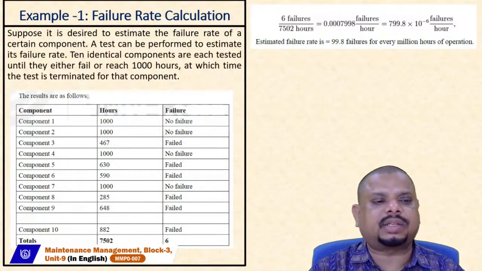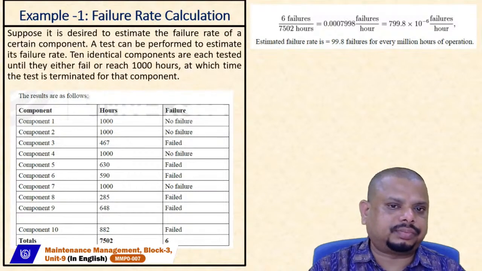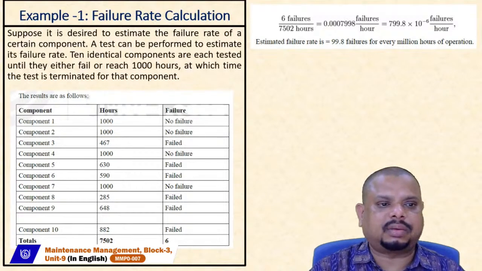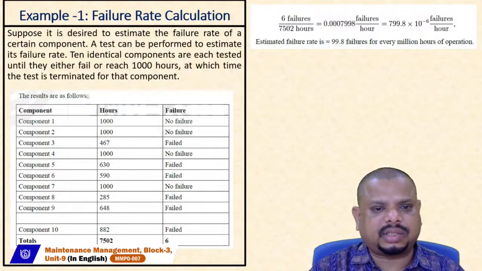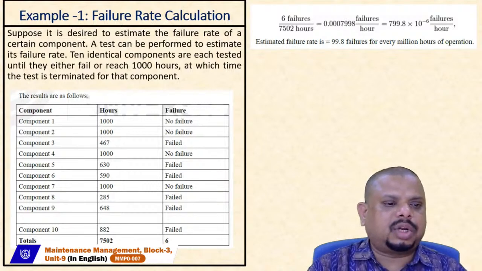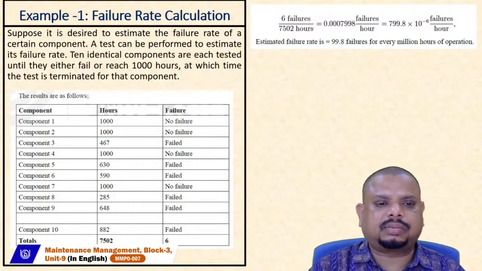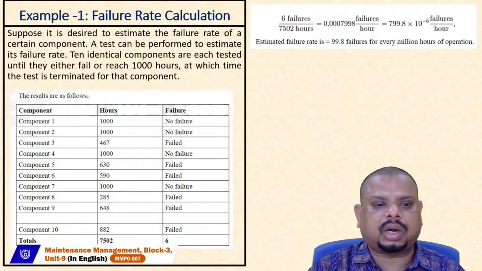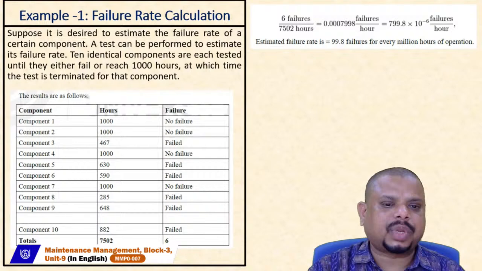Let's take an example: estimation of the failure rate of certain components. A test can be performed to estimate the failure rate. 10 identical components are each tested until they fail or reach 1000 hours, at which time the test is terminated for the components. So here a total of 10 components are given, and the failure times, or the maximum hours they run, should be estimated, and the failure rate should be calculated.